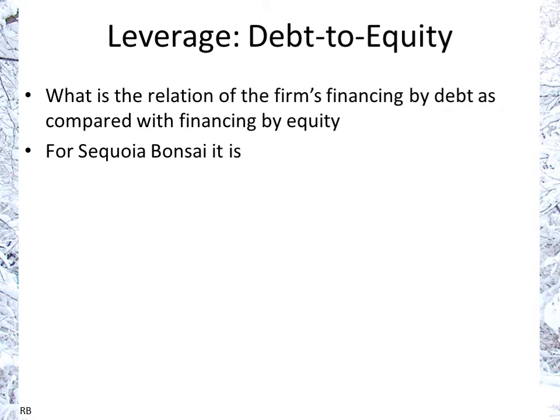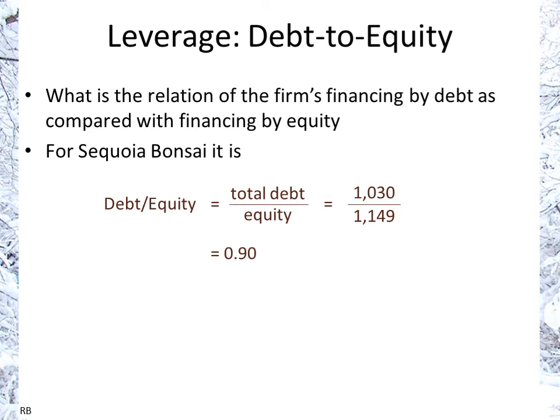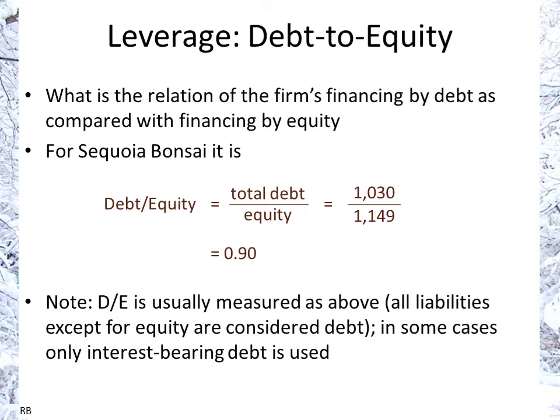Now debt to equity is showing how much of the financing is by debt as compared to financing by equity. So here we have the total debt, again that's liabilities, over equity of basically 0.9.